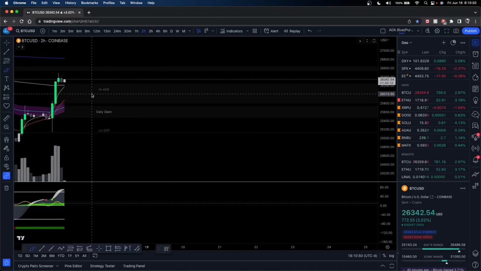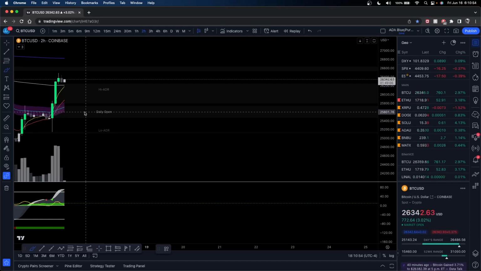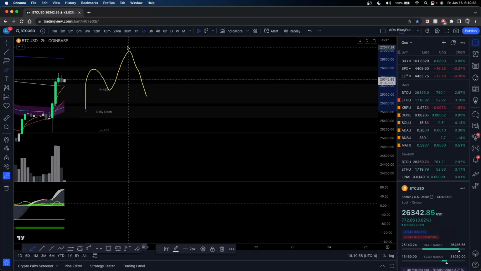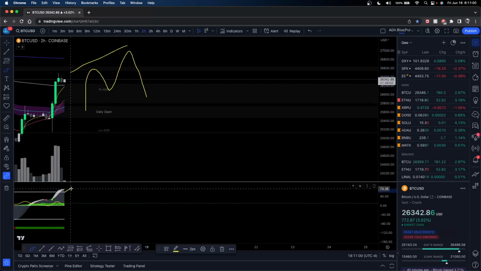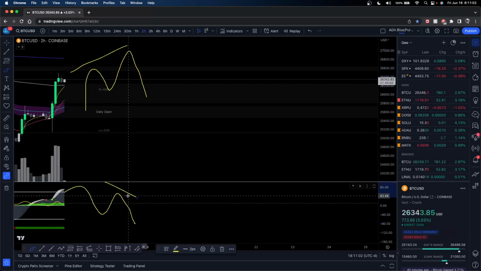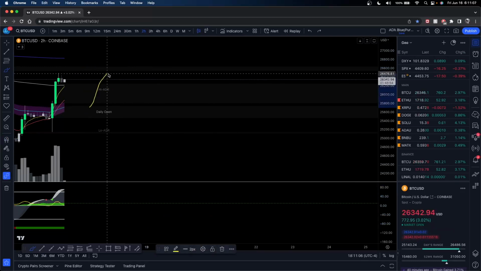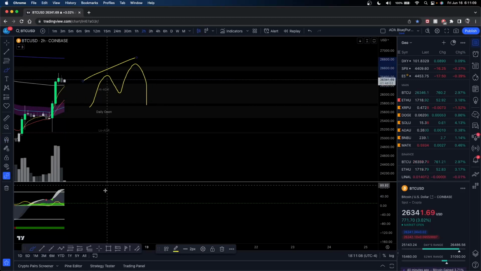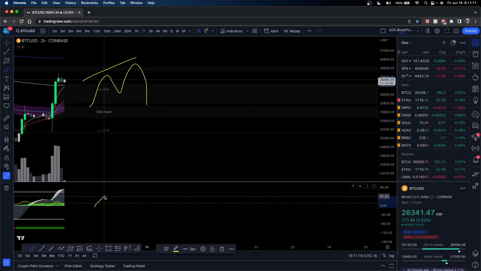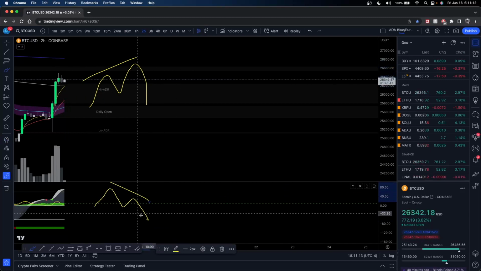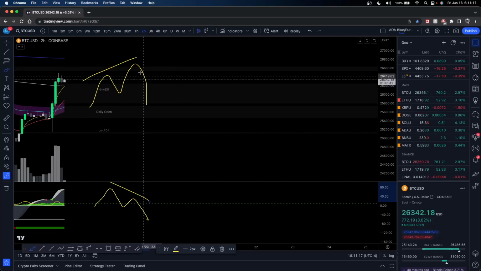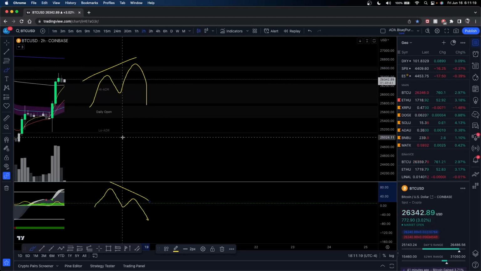As we know from the last video, a regular bearish divergence is when price is making a higher high and your oscillator is making a lower high. That is your regular bearish divergence, and this is how you find trend reversals.